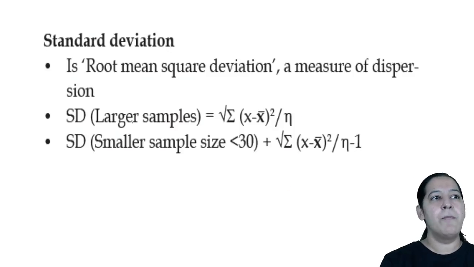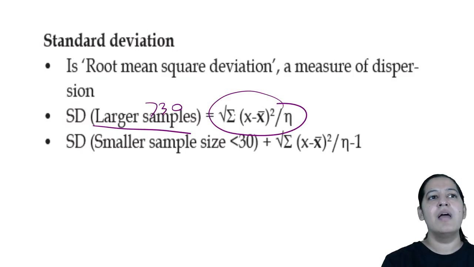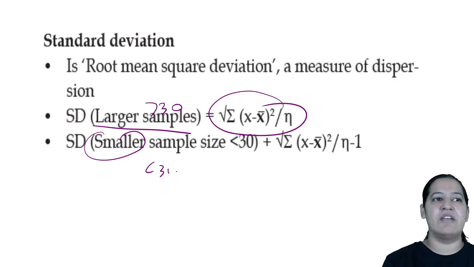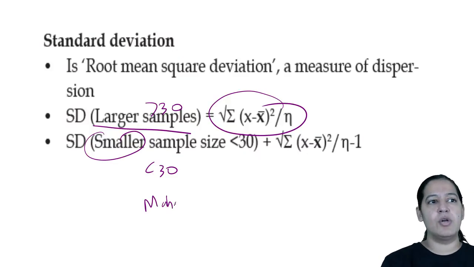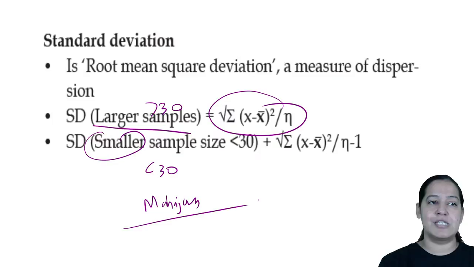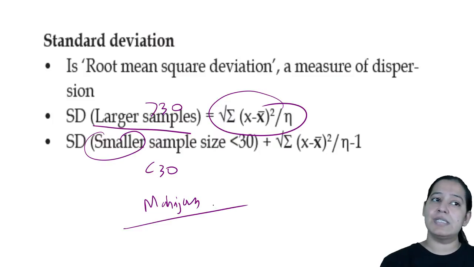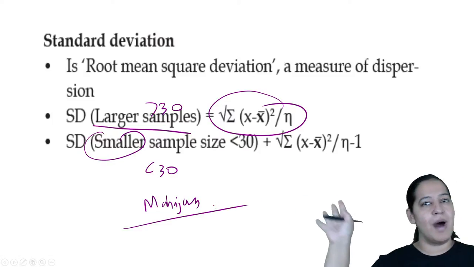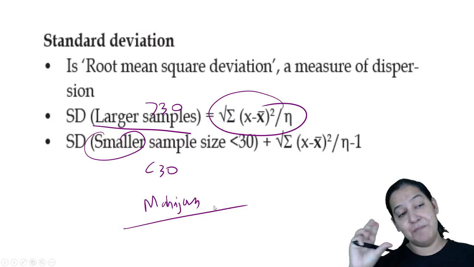So you can see both are given. For larger samples, more than 30, this is the formula, and for smaller samples, less than 30, we take 30 as the cutoff. Some books say 50 also, but I believe Mahajan only. So Mahajan is the best book for statistics. You should prefer Mahajan, Statistics by Mahajan. All my notes are from Mahajan only. It is a big, thick book for statistics.